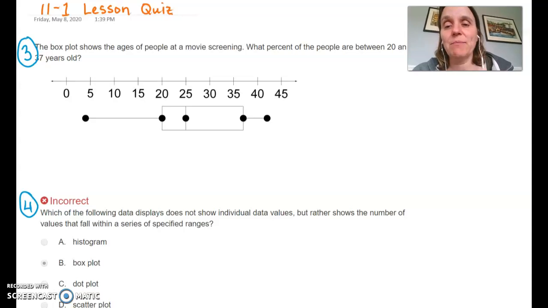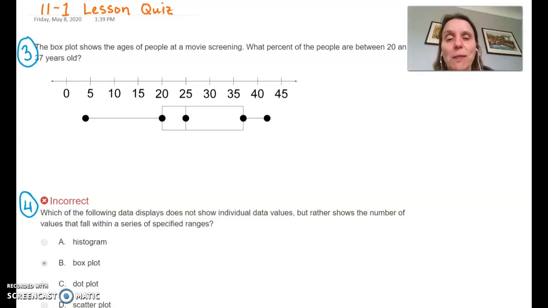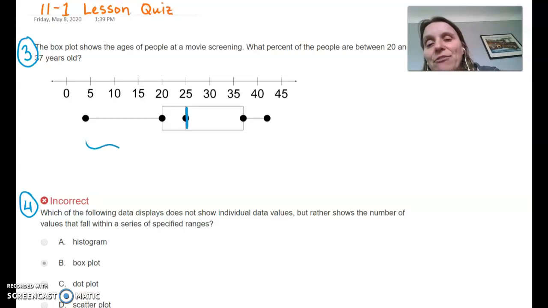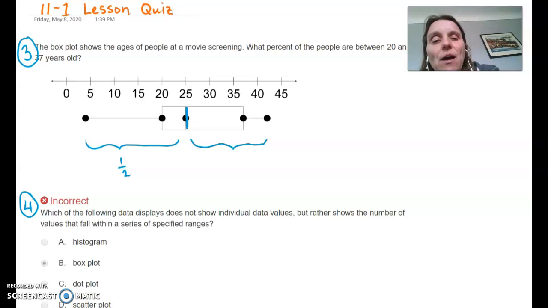Number 3 says the box plot shows the ages of people at a movie screening. What percent of the people are between 20 and 37 years old? Here's the thing you need to know about a box plot. A box plot easily shows you the median. The median is the middle value in your box plot. That means that half of your data lies below the median and half of your data lies above the median.